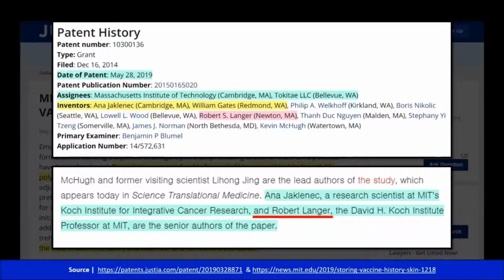Patent history. So again, we saw Massachusetts Institute of Technology under assignees, Anna Jakalenik. We saw William Gates, that's Bill Gates. Here's another one, Robert S. Langer from Newton, Massachusetts. I'd recommend, if you're interested in this, Google every single one of these doctors' names and learn their specialties. Anna Jakalenik, a research scientist at MIT's Koch Institute for Integrative Cancer Research, and Robert Langer. So he showed up in that MIT article too. So they're the two chief people on this paper.